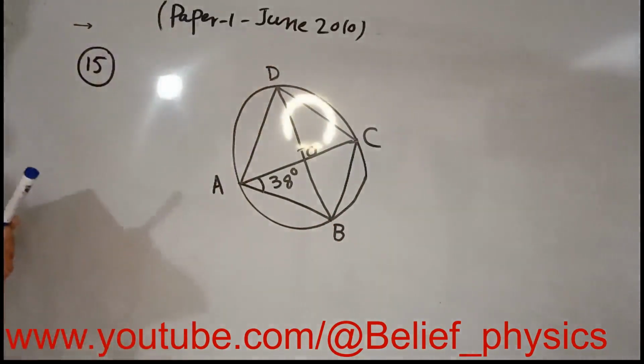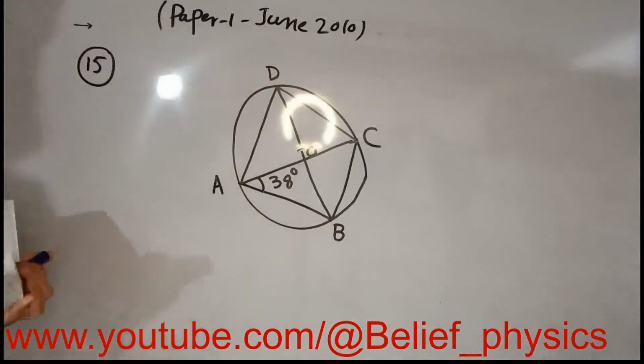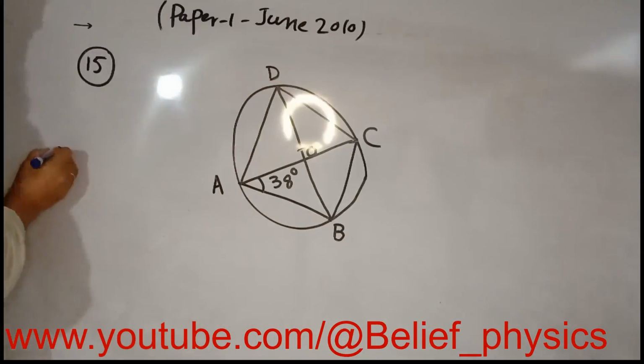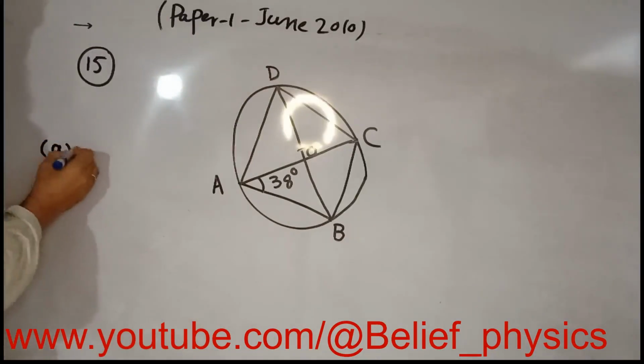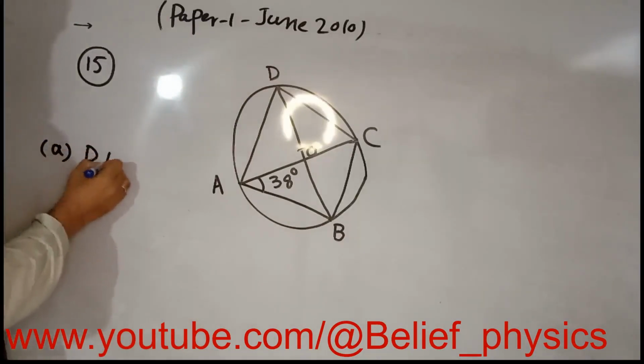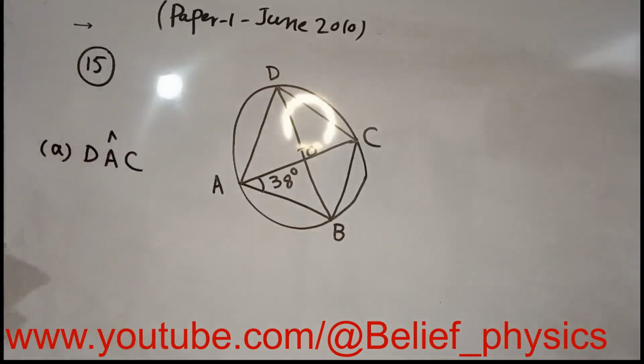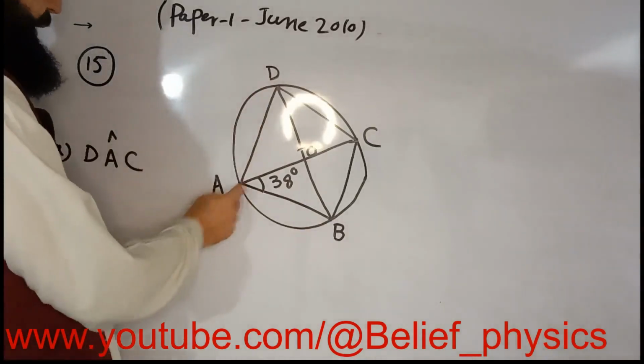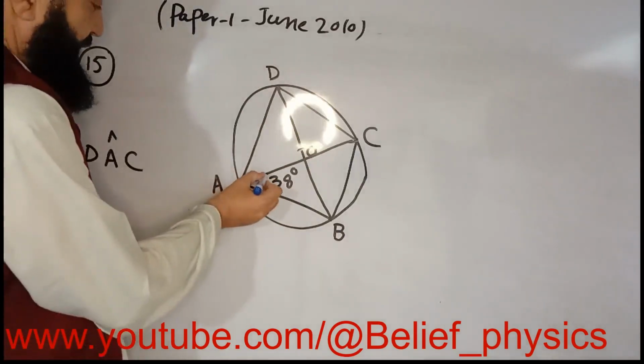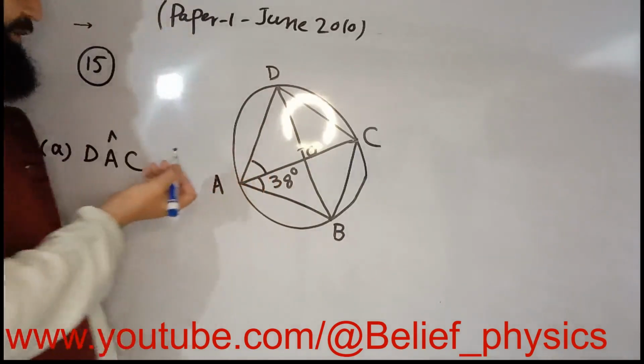The question is, we have to find DAC. Part A is, we have to find DAC. First of all, we have to locate which angle is DAC. This angle is DAC. It is quite easy.